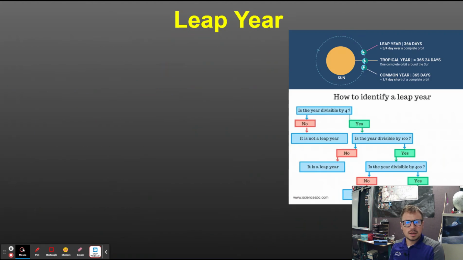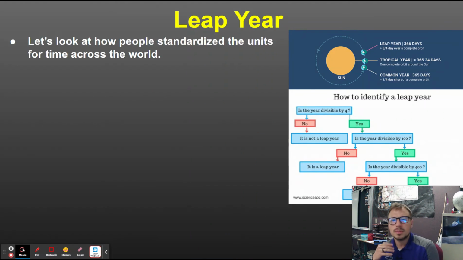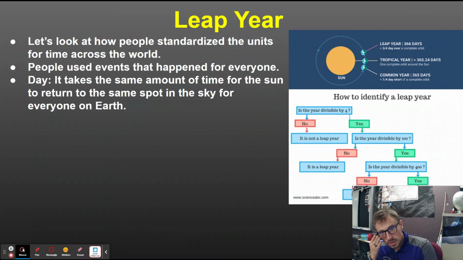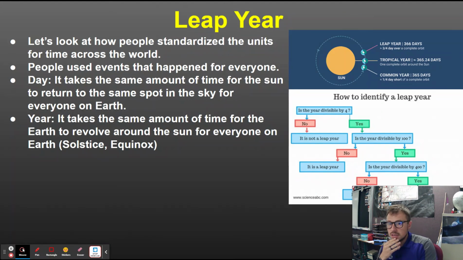So if we look at this, right? We all tried to measure things based on something that was the same for all humans on the planet Earth. So people used events that happen for everybody, right? The day: it takes the same amount of time for the sun to return to the same spot in the sky for everyone on Earth. Now the year: it takes the same amount of time for the Earth to revolve around the sun for everyone on Earth. So that means the summer and the winter solstice happen at the same time for everybody on Earth. Same thing for the equinox.